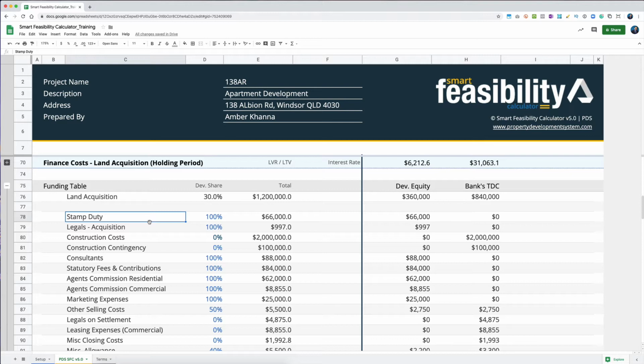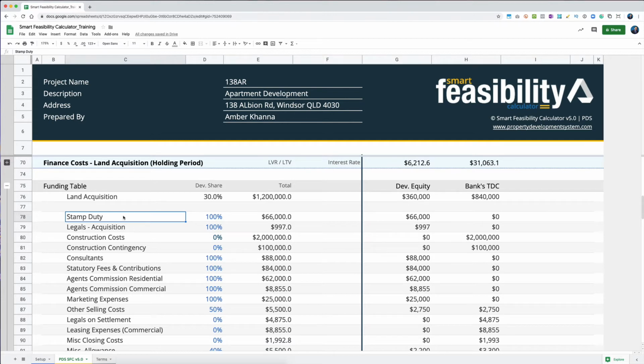It does not matter the size of the development that you're doing, you will come across this with almost every lender, unless of course you already own the property, you've been sitting on it for so long, and you don't really care. But that funding table concept, you will be faced with it.